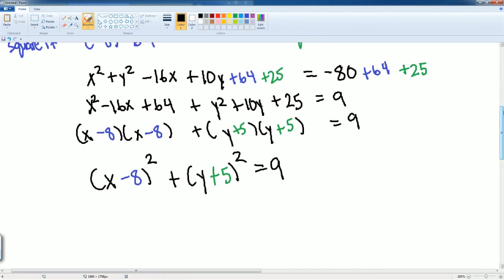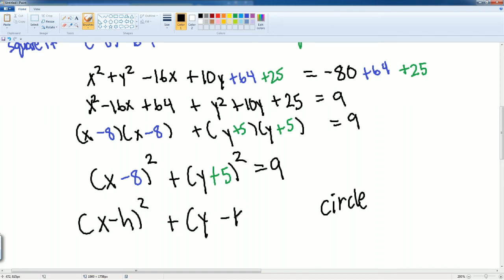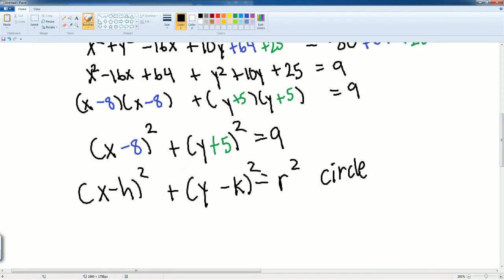This looks like a circle. And our equation of a circle is x minus h squared plus y minus k squared equals r squared. All right, so we know that negative 8 is going to be equal to negative h. So h here is just equal to 8. Do you see that? Okay, same thing with our k. Plus 5 is equal to negative k. So k is going to be equal to negative 5.